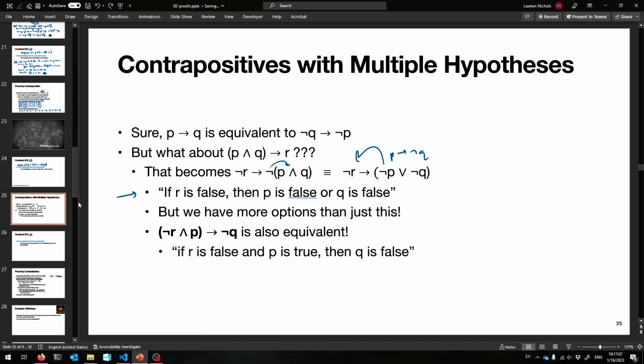So if you build up the truth table, I promise, this is equivalent to this. You could bring the P back. You could also bring the Q back, and you end up negating it. So this becomes not R and P implies not Q. So if R is false and P is true, then Q is false. That is apparently equivalent to this, which is weird to think about, but if you build out the truth table, I promise it works. So that's something we're going to want to do here.